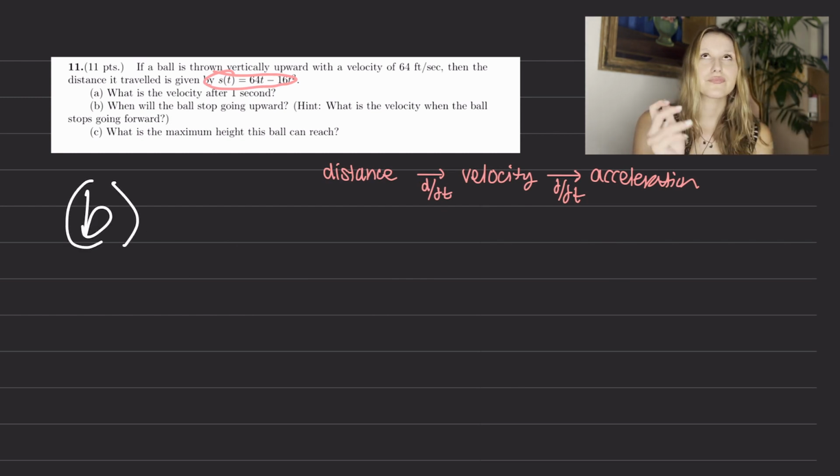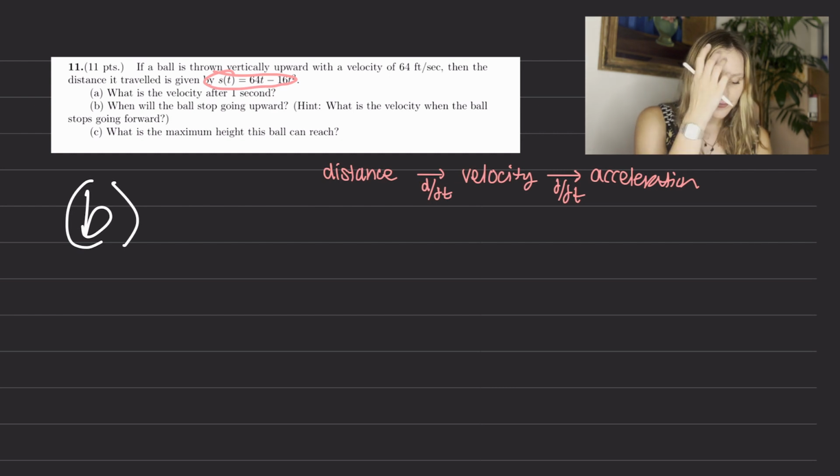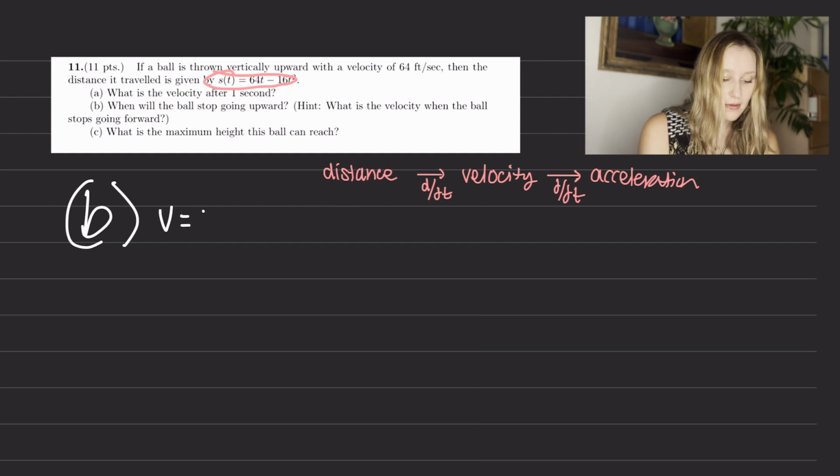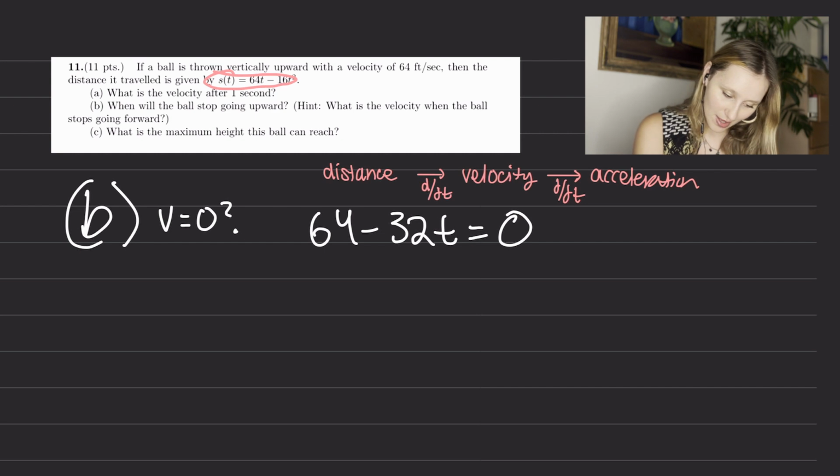Part B. This is just silly. When will the ball stop going upwards? That is, when will the velocity be 0? So when 64 minus 32t, which is what the velocity function was that we just found, I should have kept that written, when that equals 0. So doing algebra, we get that t equals 2.